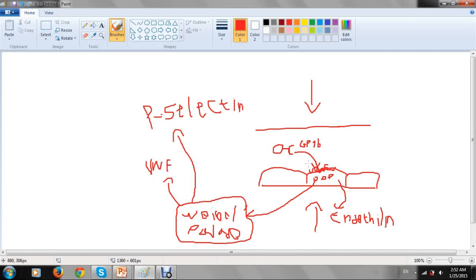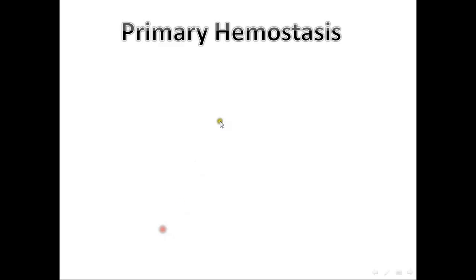I should also mention that the primary source for von Willebrand factor is the Weibel-Palade bodies inside the endothelial cells, but the platelets themselves contain special granules called alpha granules, which also contain von Willebrand factor. But the main source for von Willebrand factor is the endothelial cells themselves that contain Weibel-Palade bodies. So let's go to the slide.